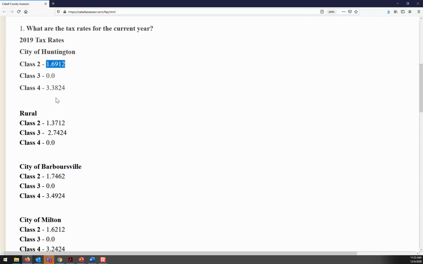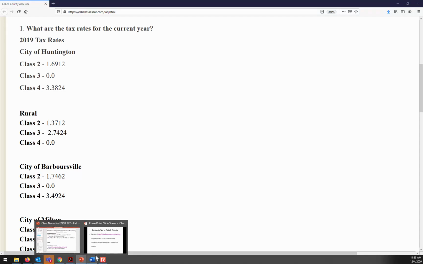Okay, so the other thing I want to point out is that in the rural areas, the rates are lower than they are in Huntington. And Barboursville is even more expensive than Huntington. Of course, it's a cute little town, but it's more expensive. So you end up with your own fire department, and you end up with your own police department. You have to pay for those added services that we don't have in the unincorporated areas of Cabell County.